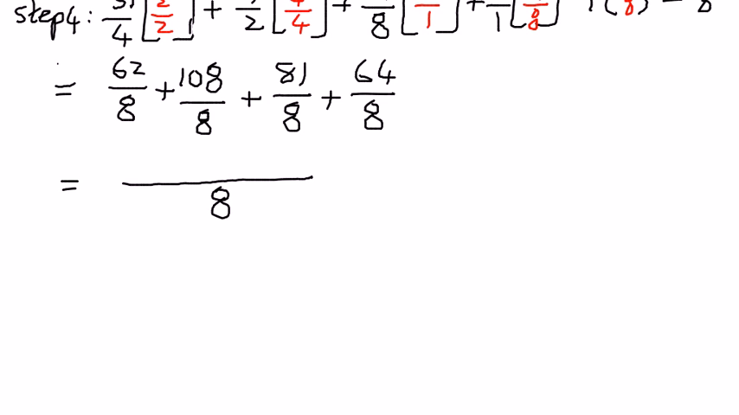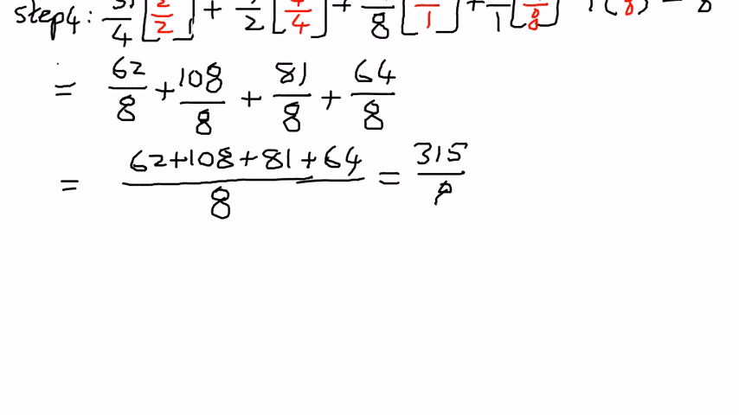And when we have a common denominator for the fractions, we're going to combine the numerator parts. Therefore, 62 plus 108 plus 81 plus 64. When we add up all these values, we're going to come up with a value which is equal to 315 divided by 8. So you take 62 and then add 108 to it, and then add 81 to it, and then add 64 to it.